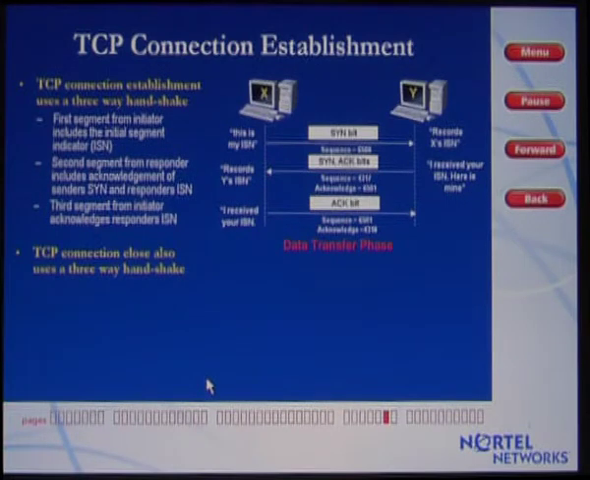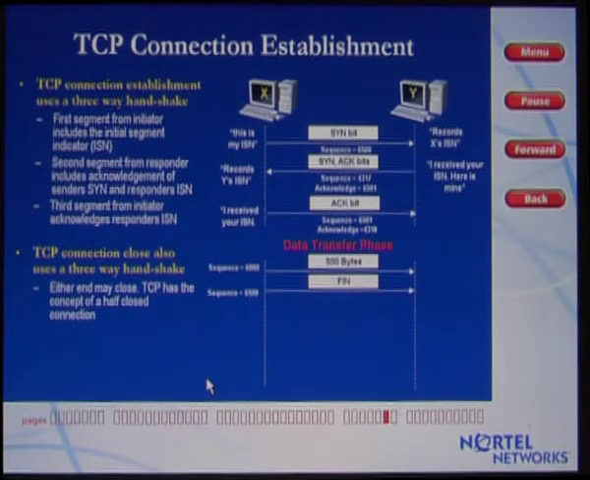TCP closes a connection also using a three-way handshake in a very similar fashion to connection opening. Whenever either end of the connection, not always the initiator, has transmitted all of its data, then it may close the connection, meaning that it will not transmit any more data. This is known as the connection being half closed. This state still allows for the other end to send data and for the half-closed side to continue to acknowledge it.